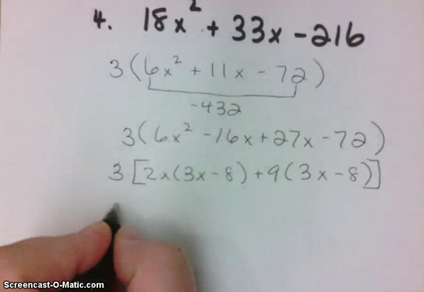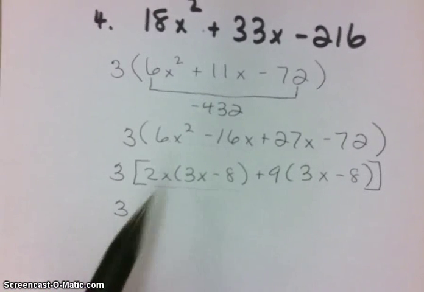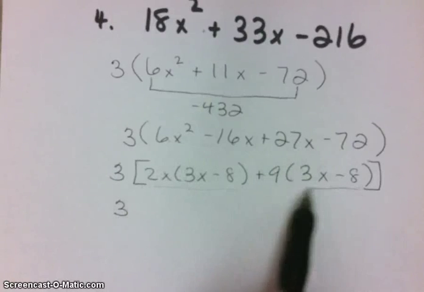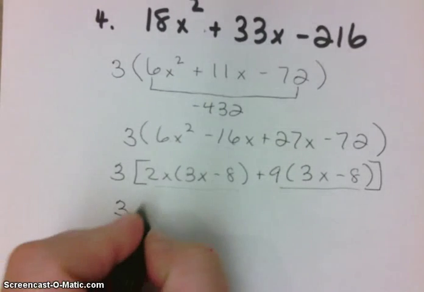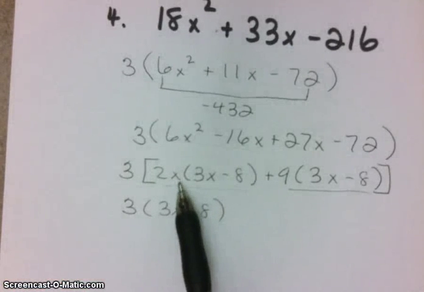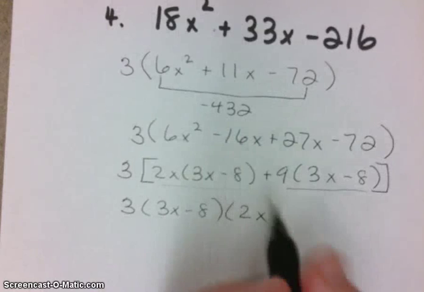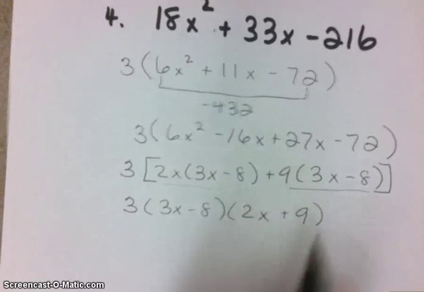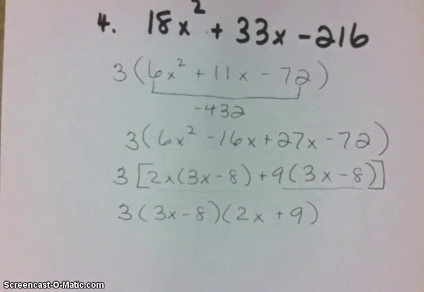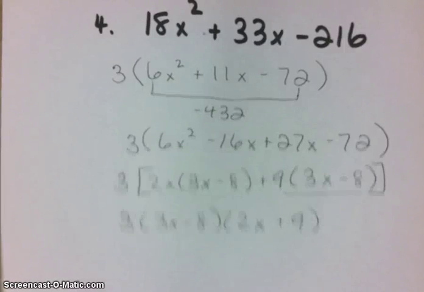Okay, so now we have the 3 out in front. And from this term, we're going to take the common 3x, and from this term, we're going to pull that out in front, 3x minus 8. There's our common term. Now, what is left here is a 2x, and what is left here is a positive 9, and we just factored that big quadratic. Good job. That was question number 4.